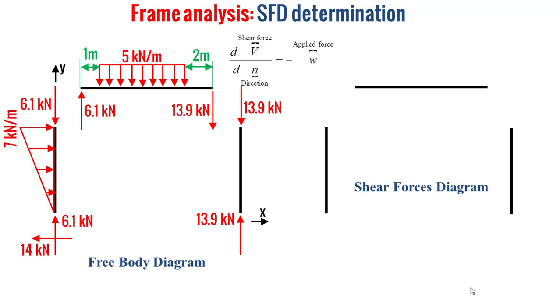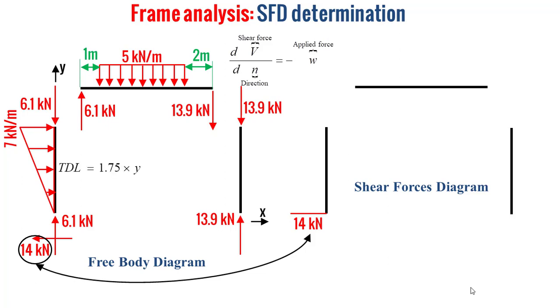So now if we examine the left-hand column, we have a horizontal force applied as shear force at the bottom of the left-hand column. It's equal to 14 kilonewton. So we have a shear force equal to 14 kilonewton at the bottom of the left-hand column. Also, if we examine the triangular distributed load, we have 0 kilonewton per meter at the bottom of the left-hand column, and we have 7 kilonewton per meter at the top of the left-hand column.